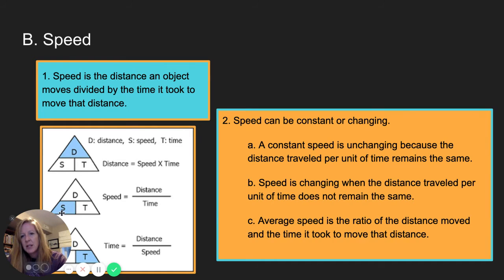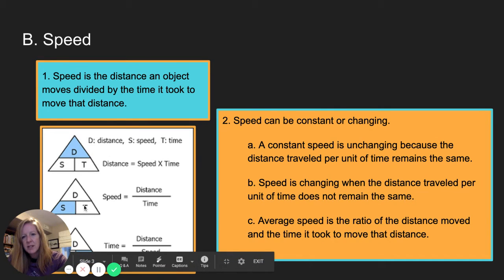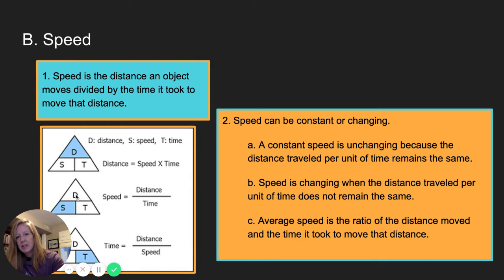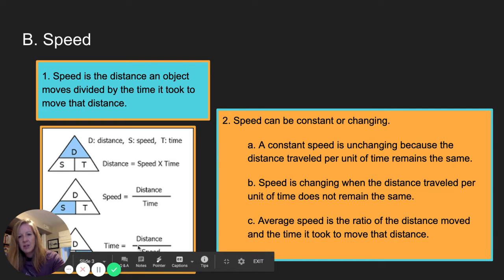Okay, then the speed would be the distance over the time, or distance divided by time. And then I don't know if you can see down here at the bottom, but the last term would be time. Time is in this bottom corner. Since it's in the bottom corner, it's distance divided by, or distance over, speed. So that just allows us to rearrange this equation to find either the distance, the speed, or the time. And we'll talk a little bit more about the math of that later.